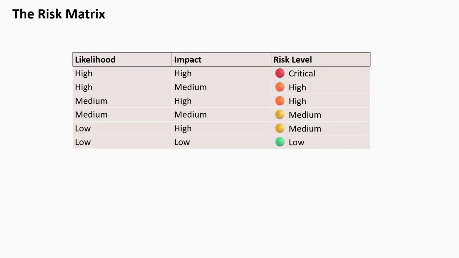As you all know, risk has two components, which are likelihood and impact. Okay, now let us try to visualize this using a risk matrix. This table basically shows the different combinations of likelihood and impact. If the likelihood and impact are both at a high level, then the risk level is considered critical.